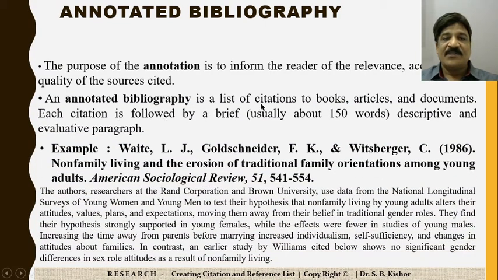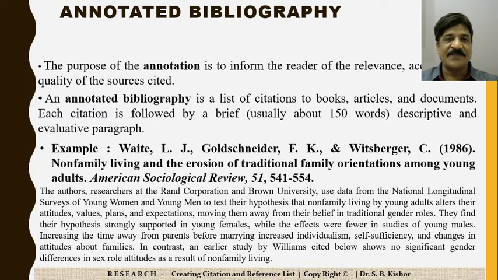An annotated bibliography is a list of citations of books, articles, or documents, and each citation is followed by a brief, usually around 150 words, descriptive and evaluative paragraph. Okay, so this is a description of this particular source. It gives enough idea to other people to know for which purpose it is useful or what is the best thing about this particular source.